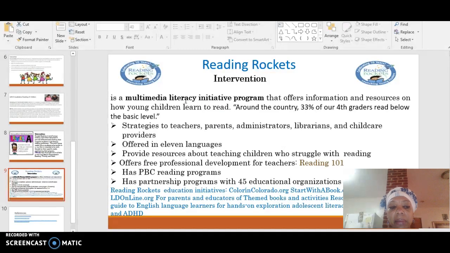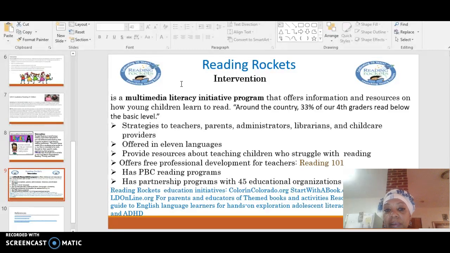And another one I want to talk briefly about is Reading Rockets. Reading Rockets is really great. Reading Rockets is a free intervention program that could be accessed just about anywhere. It's a multimedia literacy resource. According to Reading Rockets, 33% of our 4th graders read below basic reading level. And this is why you can say they're on a campaign for promoting literacy.